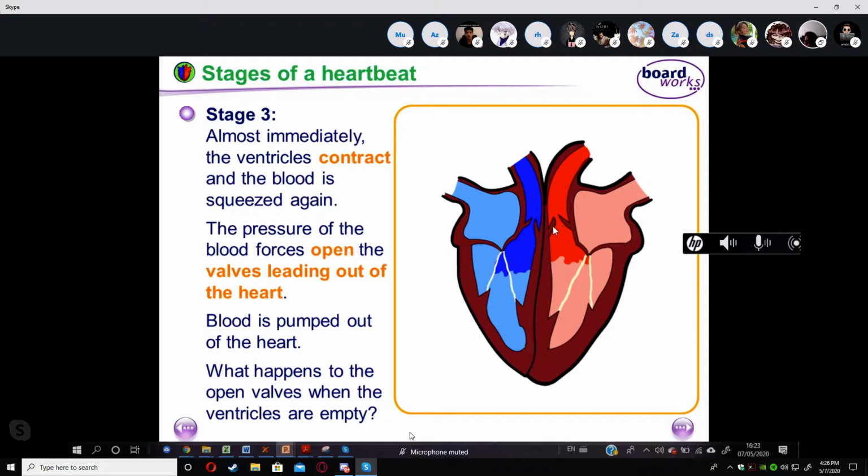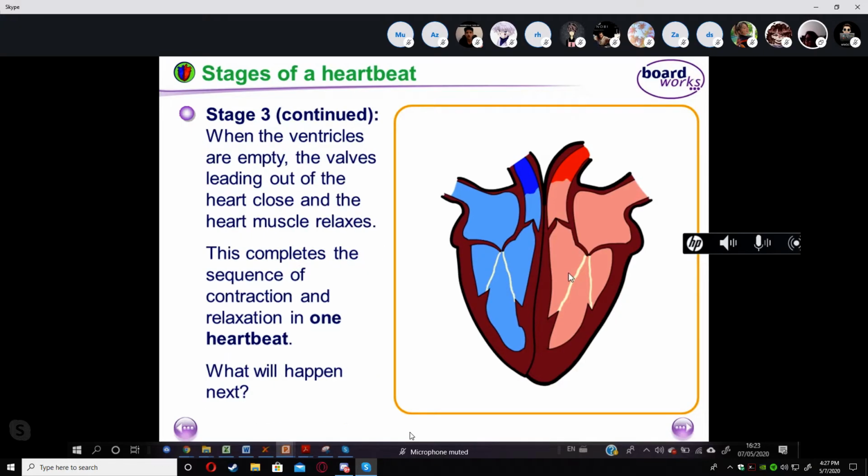When the aortic valve and the pulmonary valve close, it makes a sound called dub. And therefore, the heartbeat is called lub dub, lub dub, lub dub. It goes on going like that. That means what? Lub is the sound which is created when the atrioventricular valves close, and dub is the sound created when the semilunar valves close.